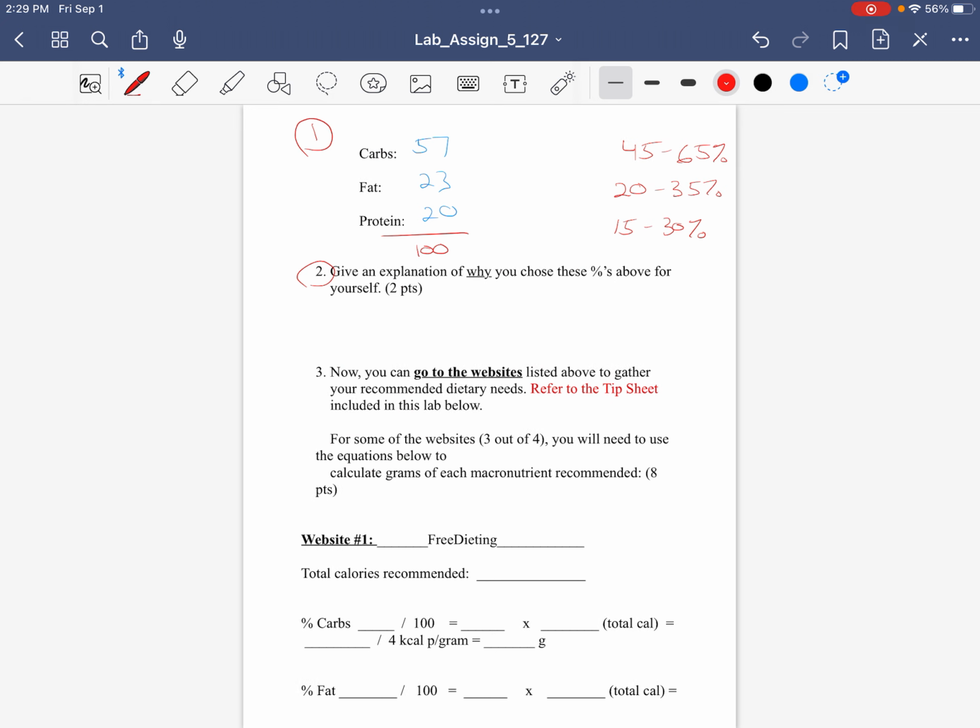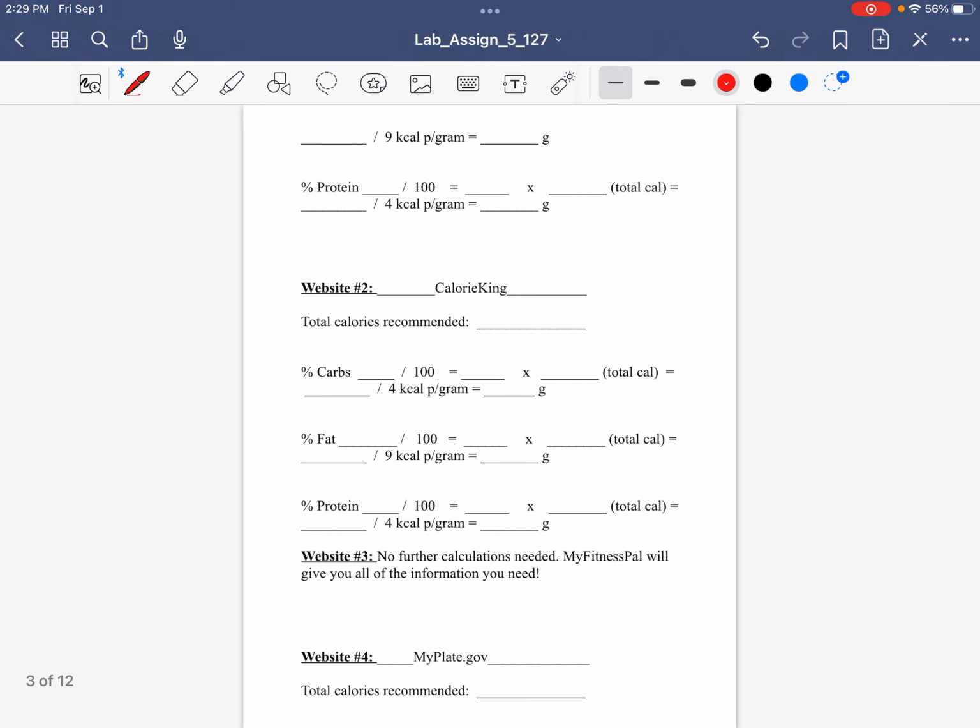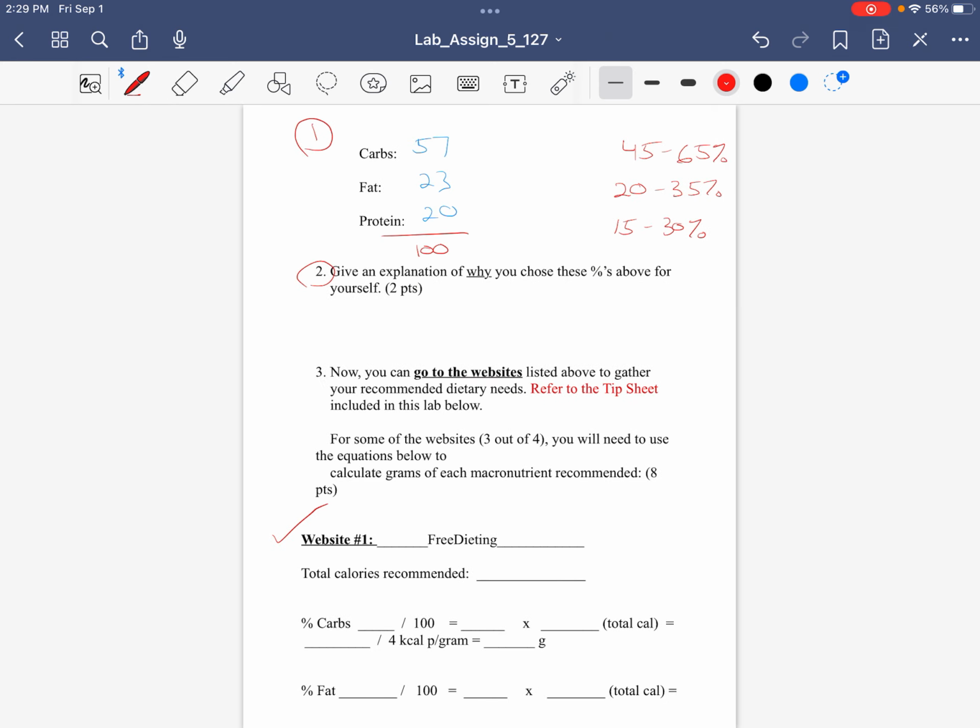Okay. Now, some of the websites, in fact, most of the websites, you're going to have to do some extra calculations yourself. That's true for free dieting, Calorie King, and myplate.gov. MyFitnessPal is going to give you everything you need. MyFitnessPal is going to give you your daily calorie recommendation and also the total number in grams of carbohydrates, fat, and protein. But the other 3 will only give you the calorie recommendation. So you're going to have to do some math, but this is basically just division, multiplication. You can totally do it.